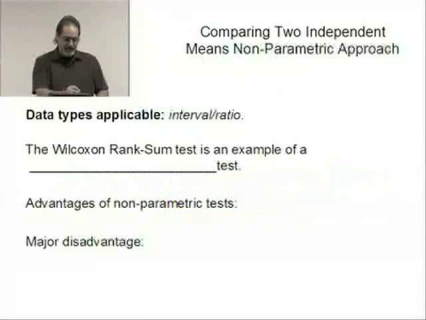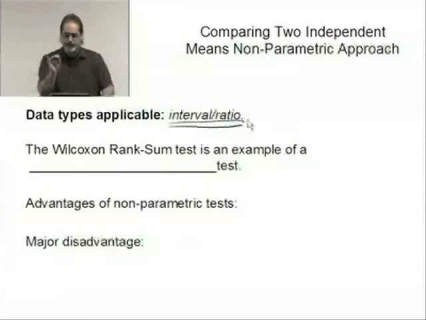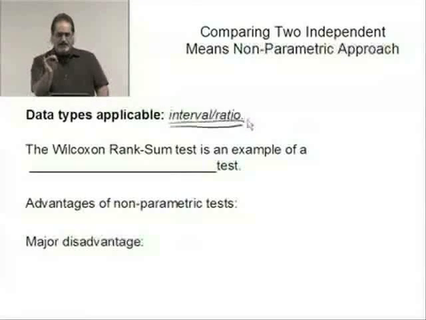Now, our data types. The data types applicable are interval and ratio. Just briefly, I will mention that it is possible to do with ordinal data, but for the purpose of this course, we're going to stick with interval and ratio. Working with ordinal data with this technique is really outside of the range of this particular level of course. I just want to make you aware that it is possible to do.